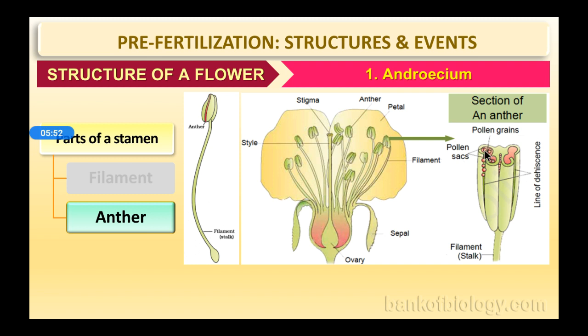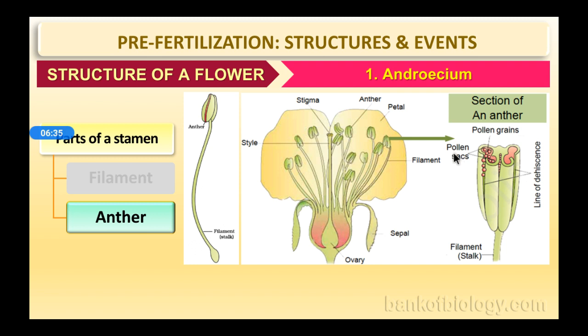Hence it consists of two theca in one lobe. It is also known as dithecous. A longitudinal groove separates the theca. And here what is formed? Microsporangia. Microsporangia are present inside the anther. These microsporangia develop into pollen sacs. Microsporangia will be there inside the theca, and they will develop into the pollen sacs.